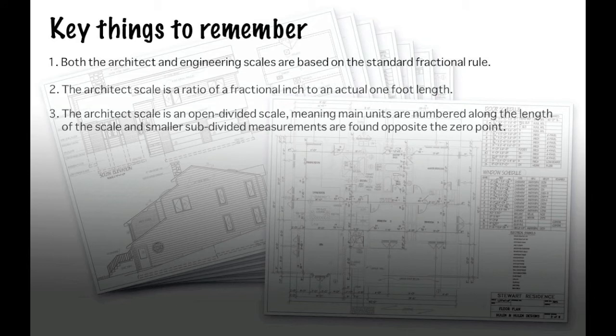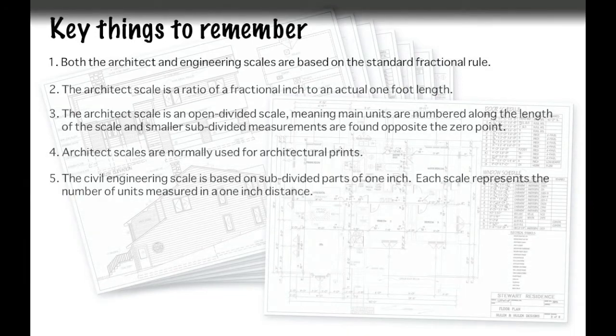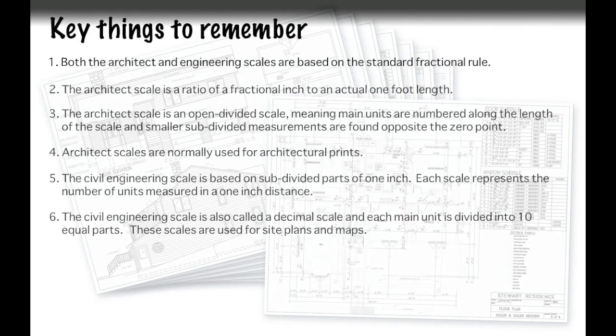Number 3, the architect scale is an open divided scale, meaning main units are numbered along the length of the scale and smaller subdivided measurements are opposite the 0 point. 4, architect scales are normally used for architectural prints. 5, the civil engineering scale is based on subdivided parts of 1 inch. Each scale represents the number of units measured in a 1 inch distance. 6, the civil engineering scale is also called a decimal scale, and each main unit is divided into 10 parts. These scales are used for site plans and maps.